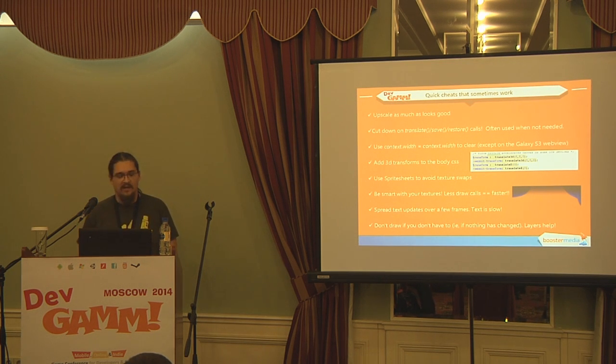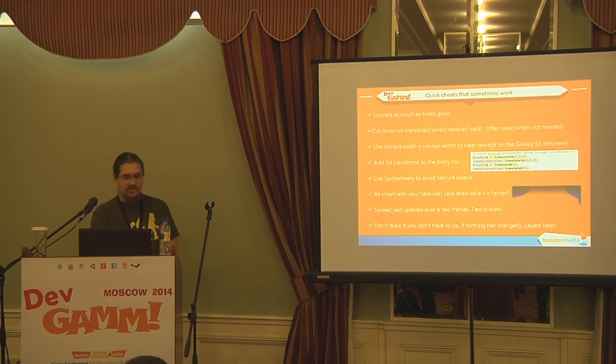You should also cut down on the canvas translate, save, and restore calls. Some engines tend to call them even when they're not needed, so even when there's no scaling, no moving, they still call these functions, and that adds to overhead very, very gradually. And if you've got hundreds of objects on your screen, every call counts.